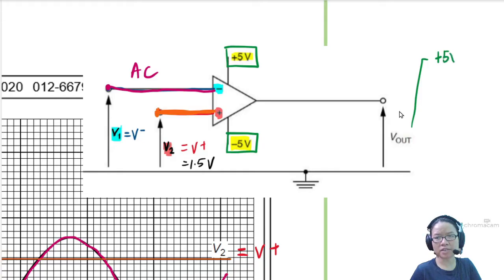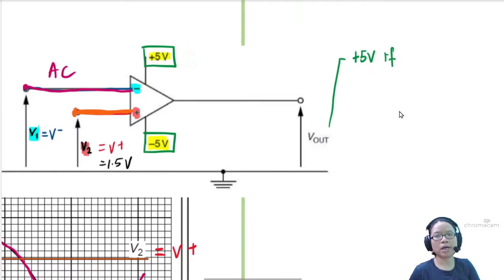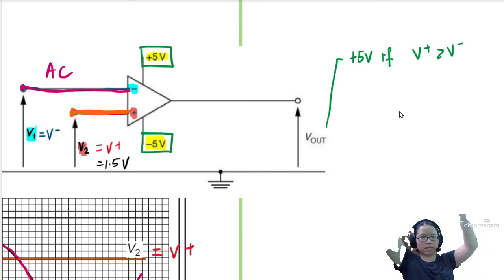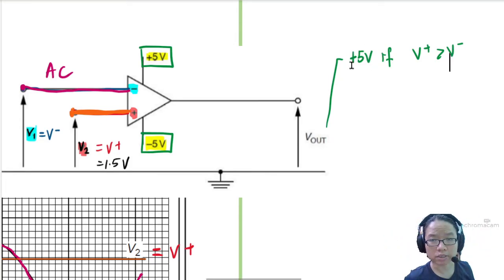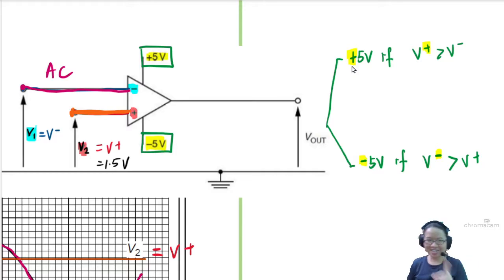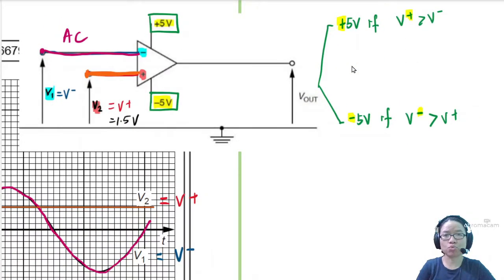The V out will be positive 5 volt if V plus is bigger than V minus, or non-inverting is bigger than inverting. That means the signal will not be inverted, positive. Second option here, negative 5 volt, if V minus is bigger than V plus. So we check out the sign, this one to this one. Basically now we want to know which one is bigger. The good news here is V plus is V2. So if you see here, V plus is V2. V minus is V1.